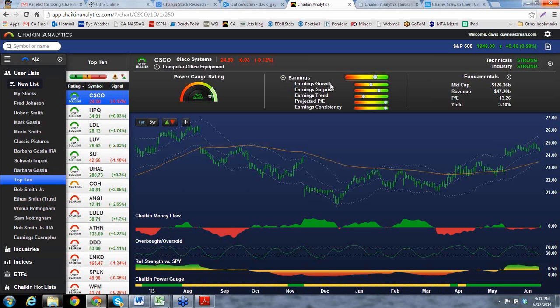Earnings are the growth factors. Earnings growth, surprises, where they've been if they've had them, the trend of earnings, projected PE, and earnings consistency. And again, in this case, all a little better than average, up into the green. That's 20% of the model.